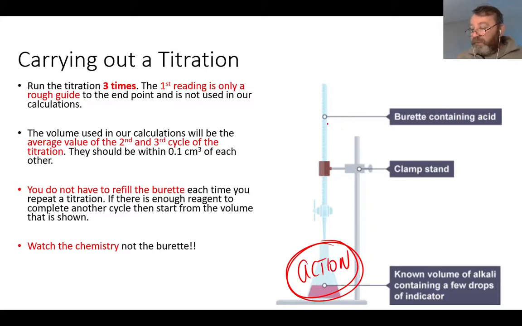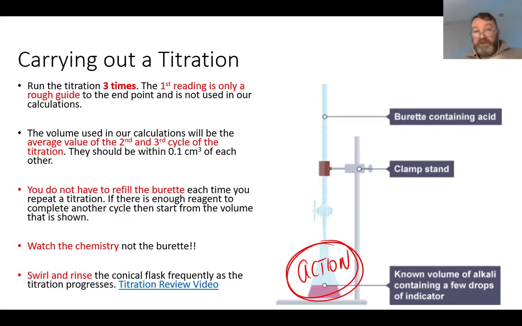You don't focus up here when you're running a titration because you'll miss the end point, okay? So you always focus down here on the conical flask when you're running a burette. So watch the chemistry, not the burette. And finally, swirl it every 10 centimeters. Swirl, stop the burette, swirl, and then make sure you rinse down the sides. Swirl, another 5, 10, swirl again, okay?